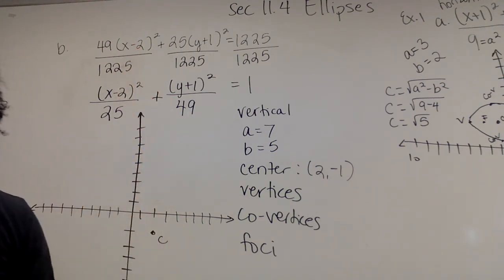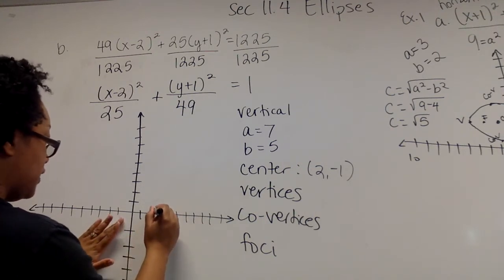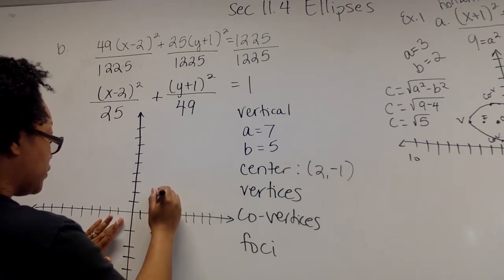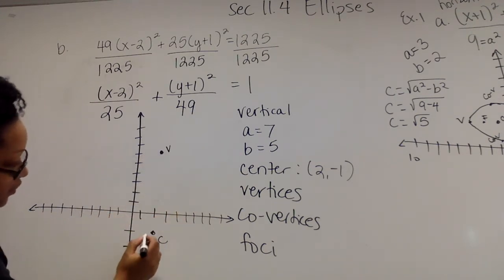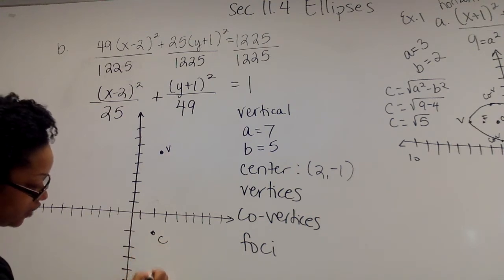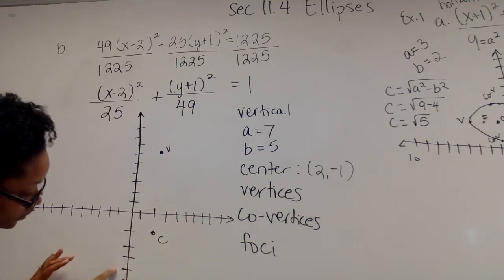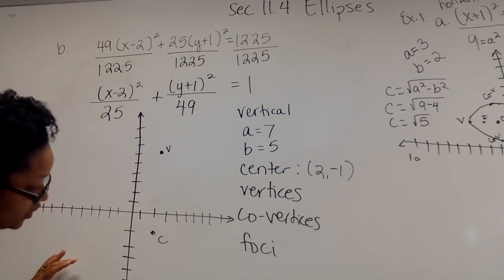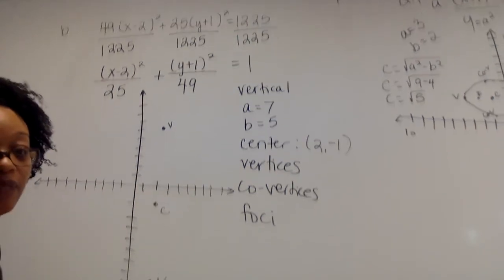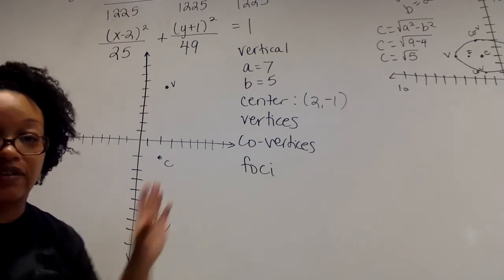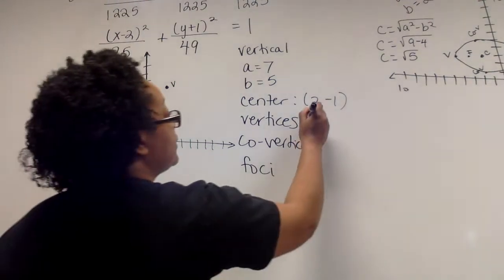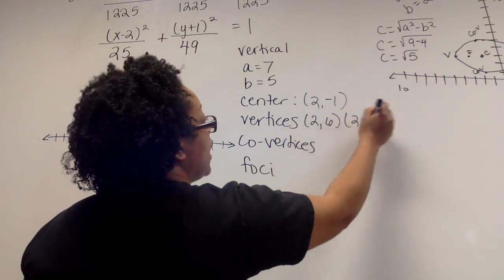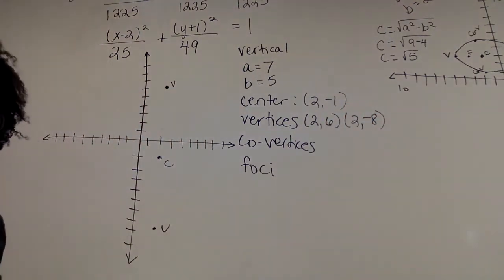So let's go ahead and count. 1, 2, 3, 4, 5, 6, 7. There's your first vertex. And then we go down 1, 2, 3, 4, 5, 6, 7. There we go. So once you've plotted your vertices, go ahead and put in your coordinates. That's going to be 2, 6 and 2, -8. Got it. All you've got to do is count.